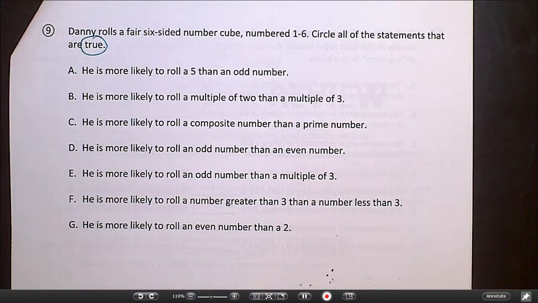He is more likely to roll a 5 than an odd number. So, I'm going to give you a hint. When you have things like this, you're going to have to actually sit down and figure these out. The good news is that you're so quick at this and they don't take very long, so you should be able to knock them out pretty quickly.